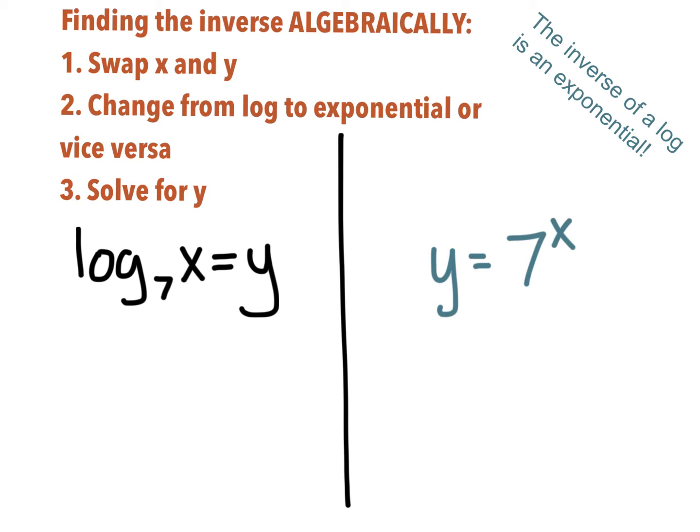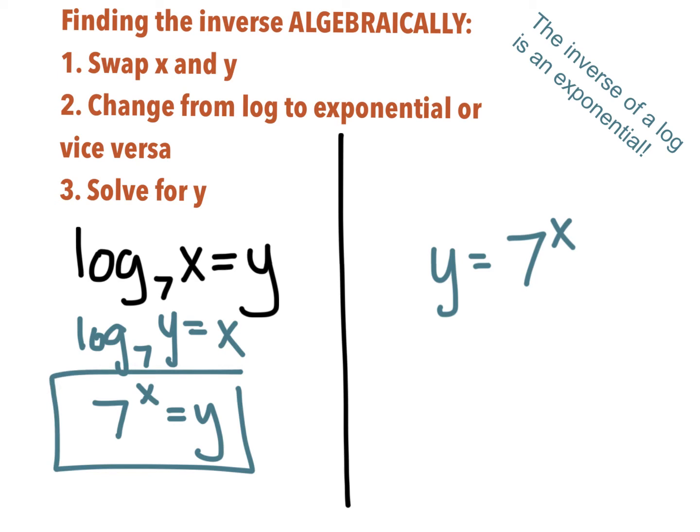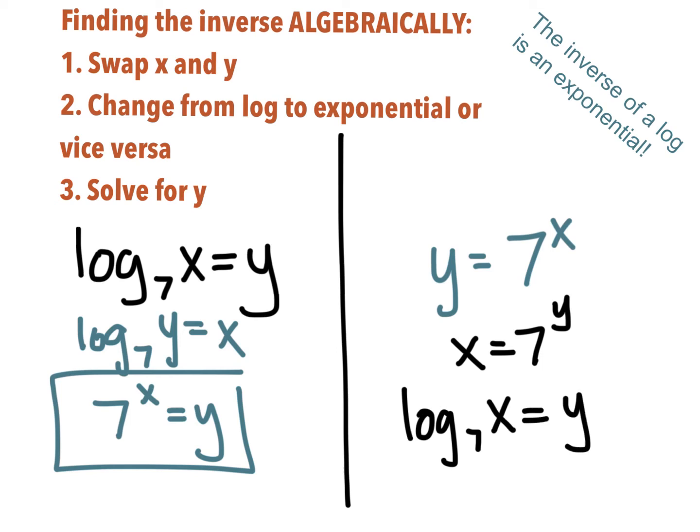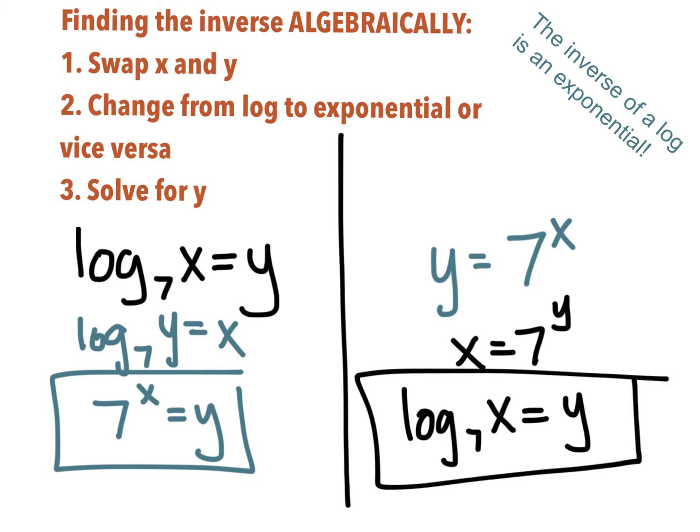So let's do this. We'll swap x and y. Log base 7 of y equals x. Now change from a log to an exponential. This would be 7 to the x equals y. Solve for y. Well, this is already solved for y. We could do it the other way. We swap x and y. x equals 7 to the y. Rewrite as a log. So this would be log base, the base of the exponent, so base 7 of x equals y. And we see that these two were just inverses of each other.